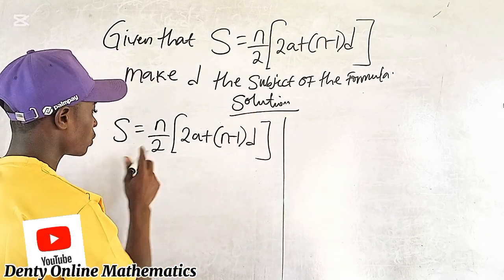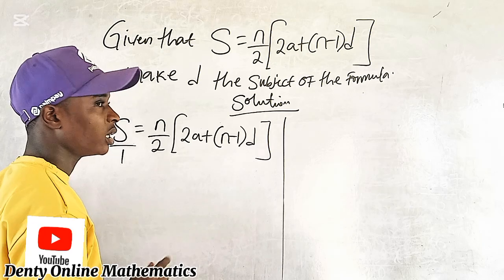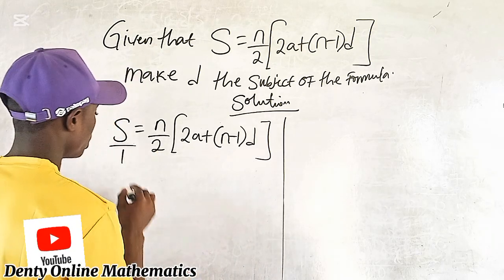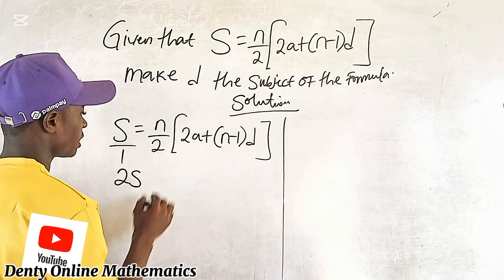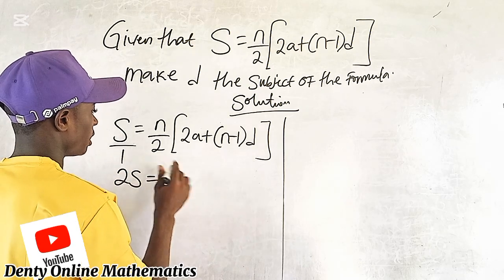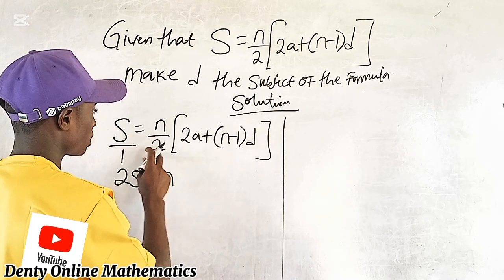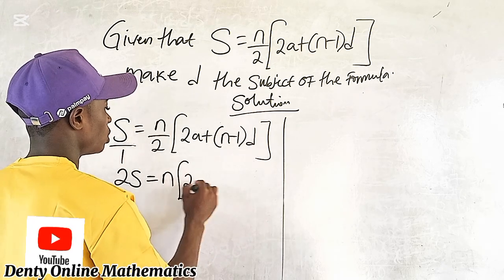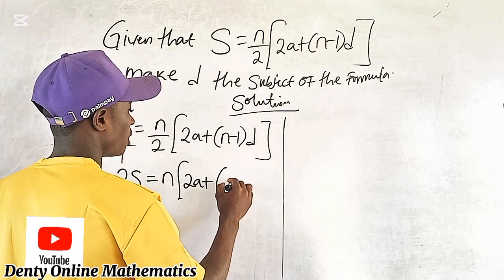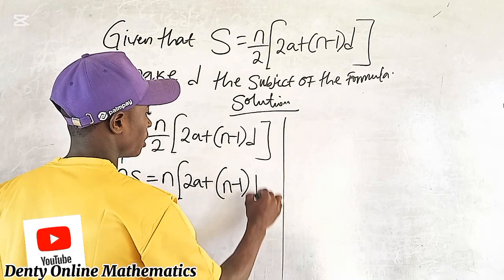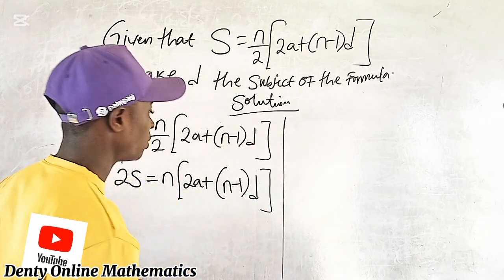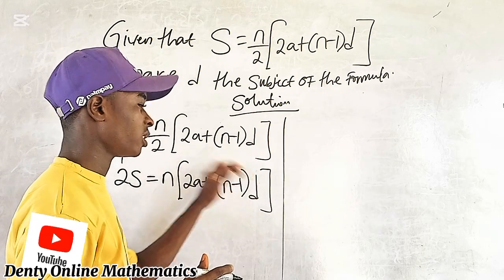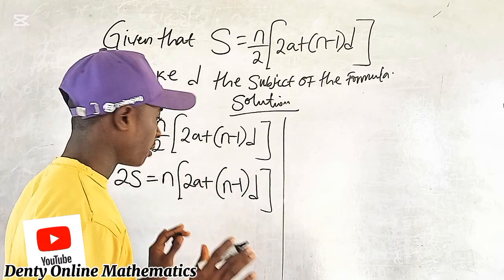Now, first of all, we have 2 here, so this S is over 1. So I'm going to cross multiply by 2 so that the 2 can go out. So I'm going to have 2S equal to n(2a + (n − 1)d). We cannot just carry d and come outside. No, we have to clear out the brackets. So you see how I'm going to do it.